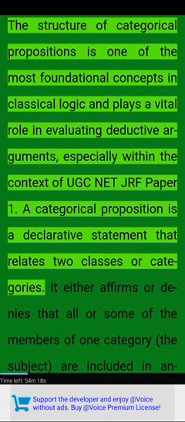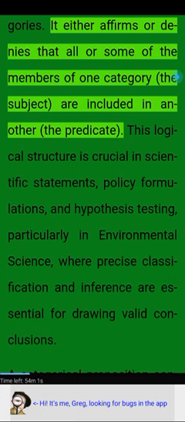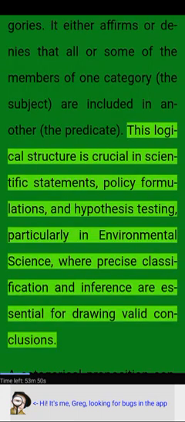The structure of categorical propositions is one of the most foundational concepts in classical logic and plays a vital role in evaluating deductive arguments, especially within the context of UGC Net JRF Paper 1. A categorical proposition is a declarative statement that relates two classes or categories. It either affirms or denies that all or some of the members of one category, the subject, are included in another, the predicate. This logical structure is crucial in scientific statements, policy formulations, and hypothesis testing, particularly in environmental science, where precise classification and inference are essential for drawing valid conclusions.